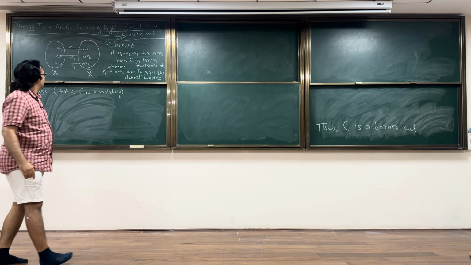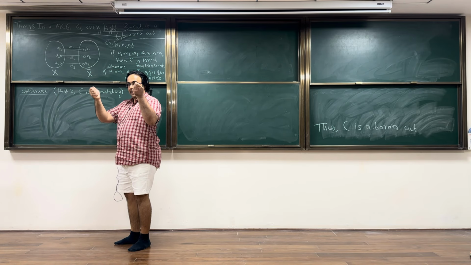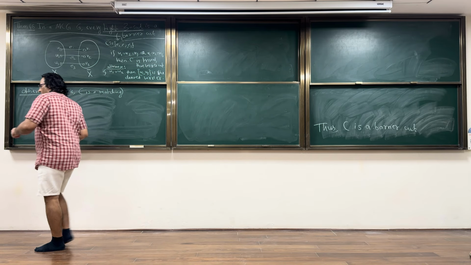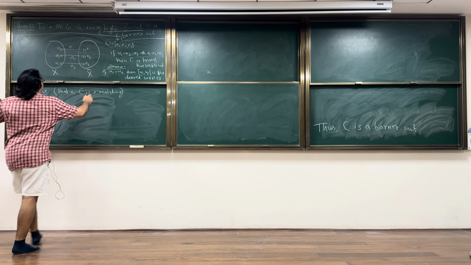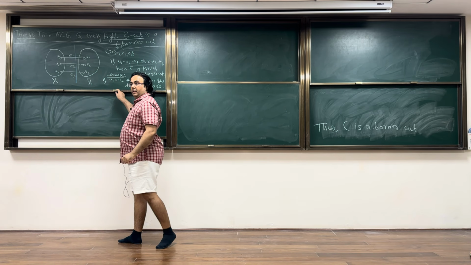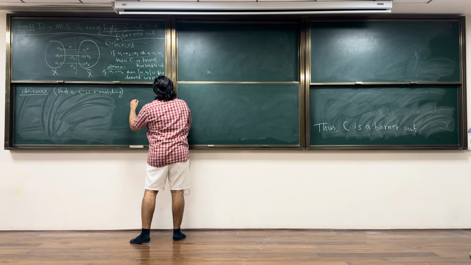What does that mean? That means that there is a set of vertices B, and when I delete that set, I should get this cut, right? But remember what a barrier cut is. Let's just make a drawing of a barrier cut.